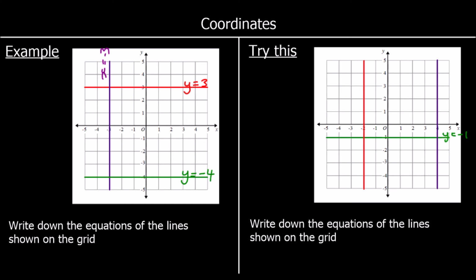This red vertical line goes through (-2, 0), (-2, 1), (-2, 2), and so on. It goes through all of the points where x is -2. So it is called x = -2. And the purple line goes through all of the points where x is equal to 4. So its name is x = 4.